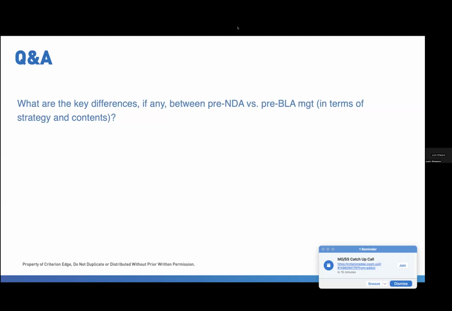What are the key differences, if any, between pre-NDA versus pre-BLA meetings in terms of strategy and contents? The strategy, the intent is the same. You're going to be doing an NDA or a BLA. You're going to commercial. You want approval for your product. NDA versus BLA, you're looking at substantive differences in the types of compounds. You're not looking at a biologic, you're looking at a new chemical entity in the others.